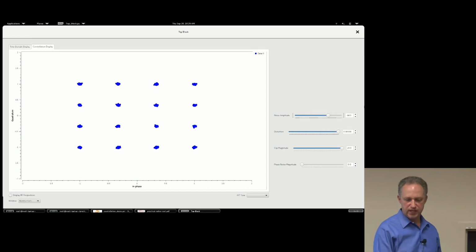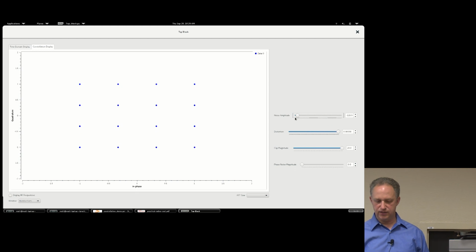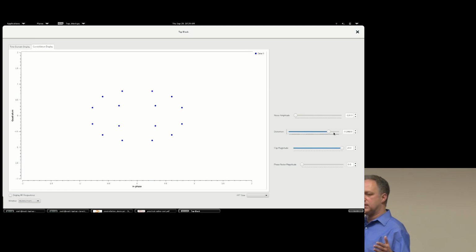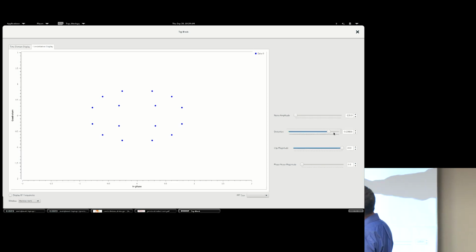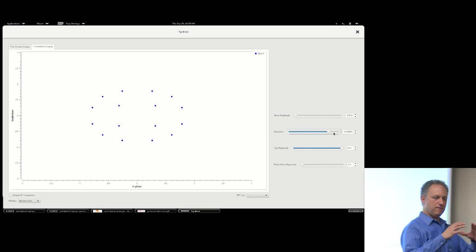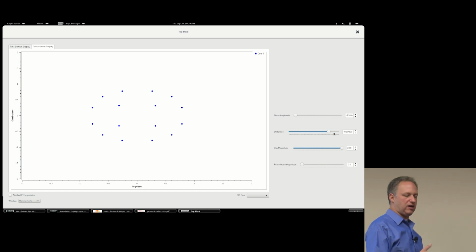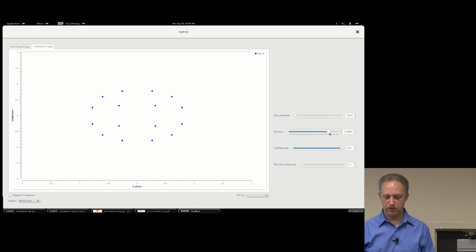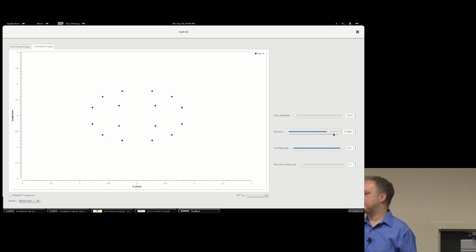But what happens if we add distortion, like third order distortion? So if we remember that third order distortion is really about gain dropping as the signal gets bigger. As you drop the gain, it actually pushes the outer constellation points inward and forms this circle. And so the inner points are affected less. And so this is what third order distortion looks like. And actually in a real amplifier you would see this.